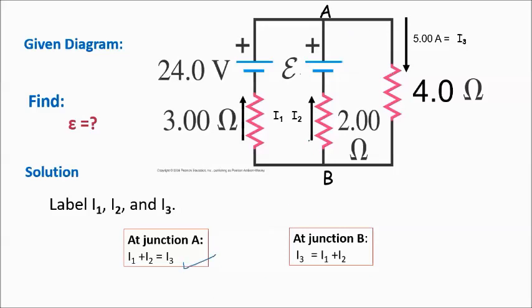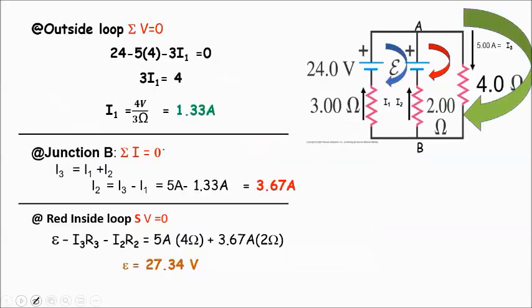Next, at junction B, what is entering? We have entering I3, and leaving I2 and I1. Okay. So we have two equations there.